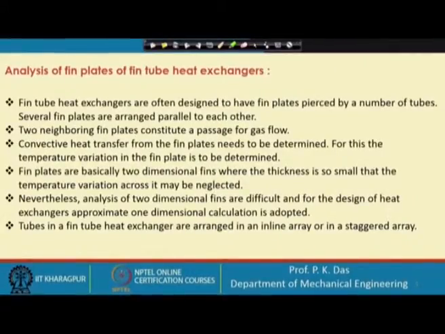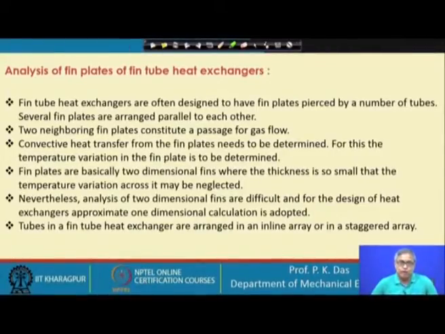Earlier we have analyzed fin as one dimensional heat conducting body. So, let us go back. So, convective heat transfer is two dimensional, or rather the temperature distribution is two dimensional. So, accordingly the convective heat transfer will be affected. Fin plates are basically two dimensional fins, and we have done so far only one dimensional fin analysis. Nevertheless, analysis of two dimensional fins is difficult. For the design of heat exchanger, approximate one dimensional calculation is adopted. This is what I am going to talk about in today's lecture.